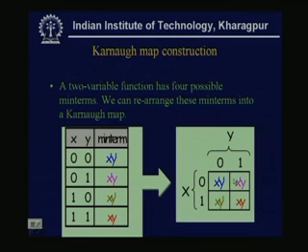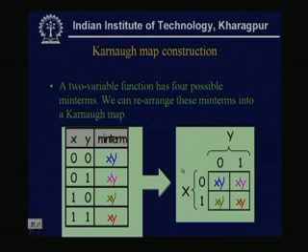If x equal to 0, y equal to 1, that means 0 1, it is x bar y. So, this becomes x bar y. Similarly, if x equal to 1, y equal to 0, this becomes the x y bar min term. And if x equal to 1, y equal to 1, that means 1 1, this becomes x y. So, these are the positions of the min terms for all possible combinations.